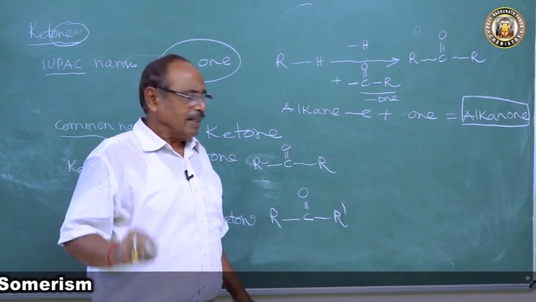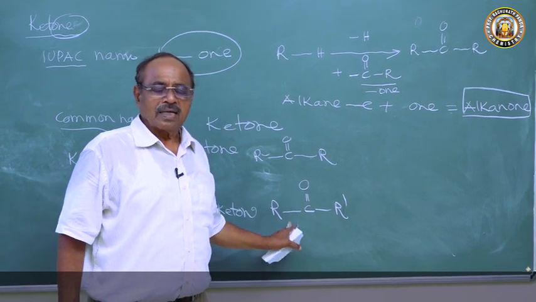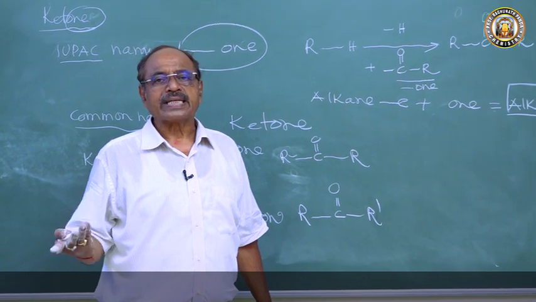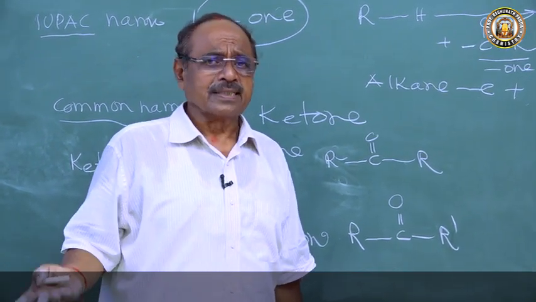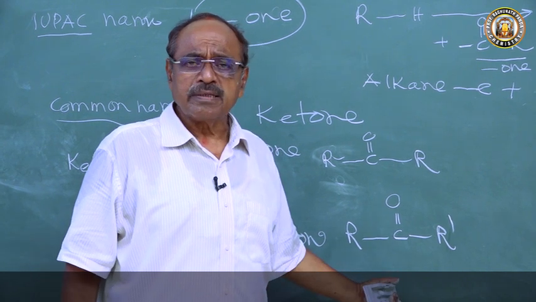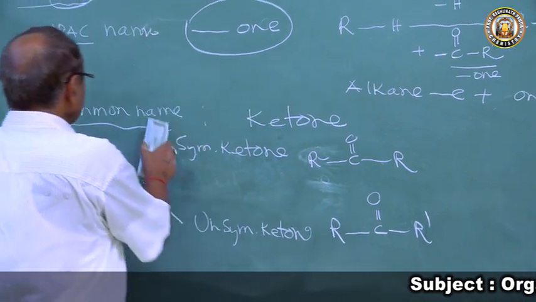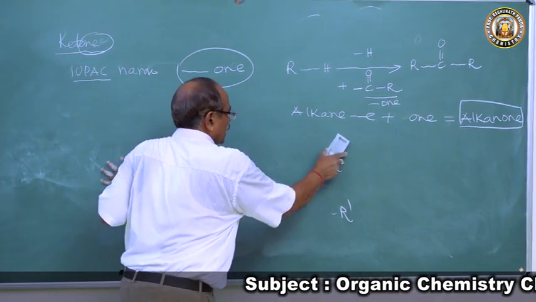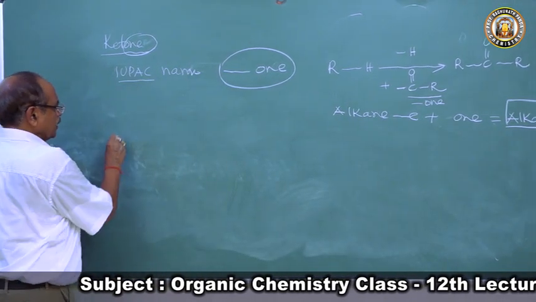Here the ketones are named after the alkyl groups, in alphabetical order. This is the same as in ethers, which we did in nomenclature. For an unsymmetrical ketone, the alkyl groups are named in alphabetical order. So let us take an example.